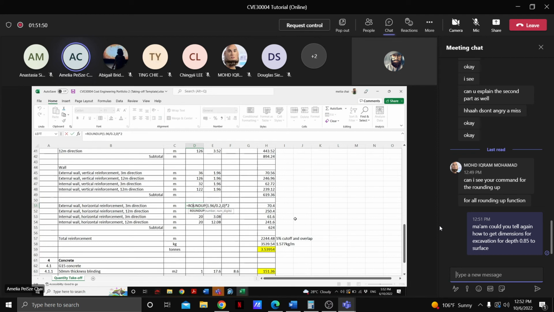Like what I did, then it's okay, but not the actual calculation. Like maybe how you get the dimensions, you mentioned.